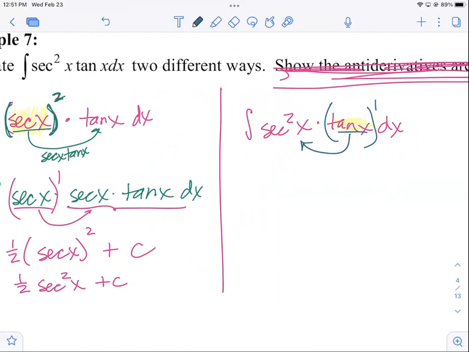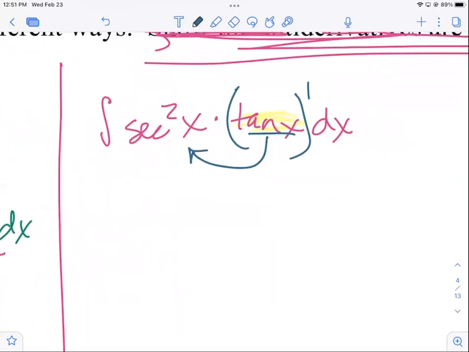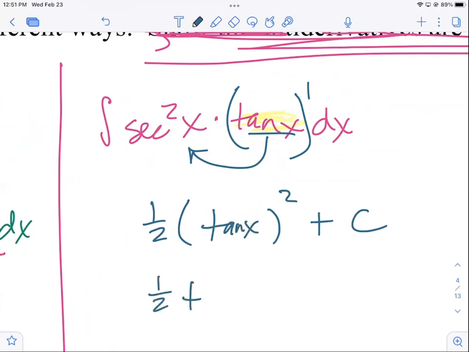Are we off by anything? Nope, not a thing. So there's no writer other than a 1. There's no correction to make. Secant squared gets packaged back up. And now we're on to the rule of integration. Blob to the first becomes 1/2 blob to the second plus c. And of course, the blob is tangent of x. And if you simplify, you get 1/2 tangent squared of x plus c.